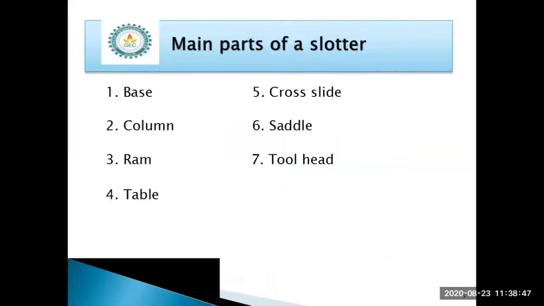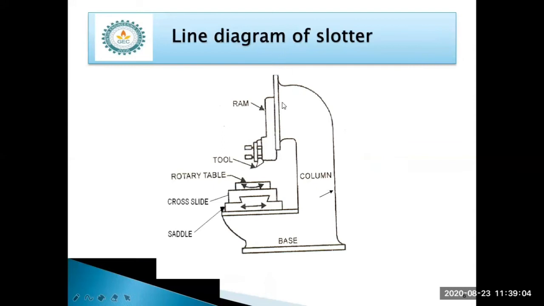The main parts of a slotter. Mainly the base, column, ram, table, and the fifth one is the cross slide, saddle, and tool head. These are seen in this figure, the line diagram of a slotter. What are the main parts? Base, column, ram, tool, and rotary table, cross slide, and saddle. In that, the base, we already discussed in previous lectures also. The base supports all the machine components and acts as a reservoir of fuel supply.